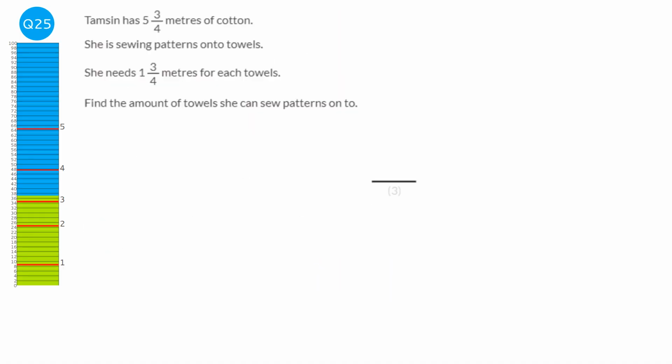So this question is asking us really to divide the 5 3/4 by 1 3/4. So we're going to do 5 3/4 divided by 1 3/4, because we're finding out how many of these towels, which are 1 3/4 metres, can be made when the total amount of cotton is 5 3/4. So first thing we're going to do is convert them from mixed numbers to top-heavy or improper fractions, because at the moment they're mixed numbers and we can't divide or times if they're mixed.